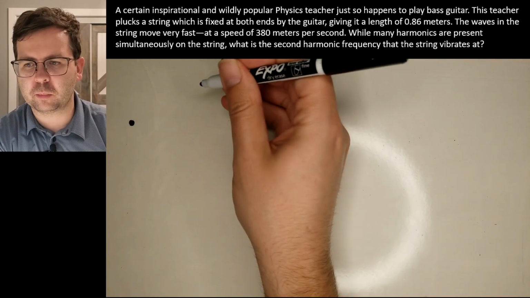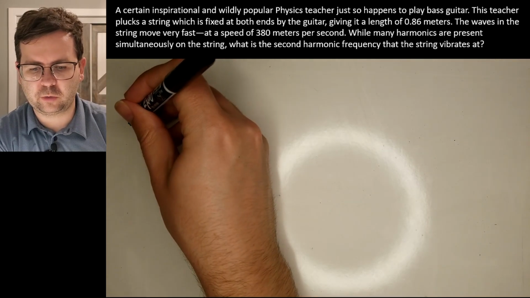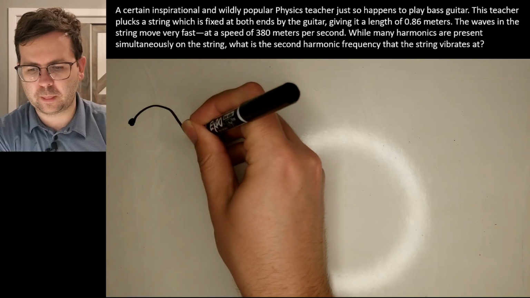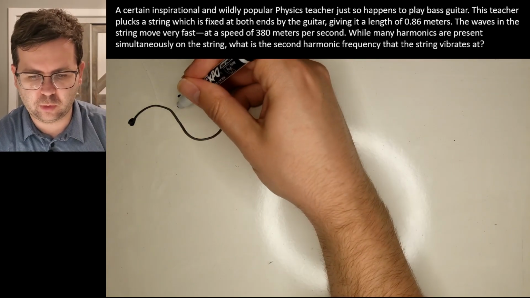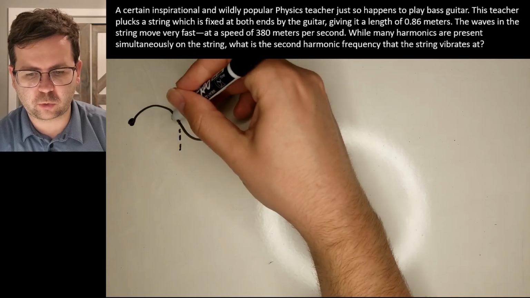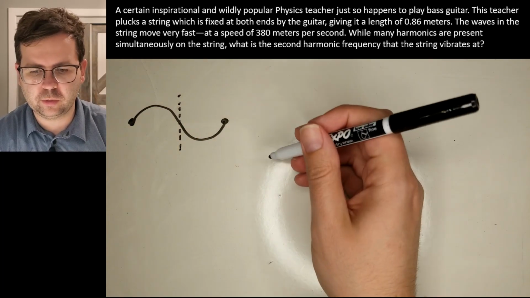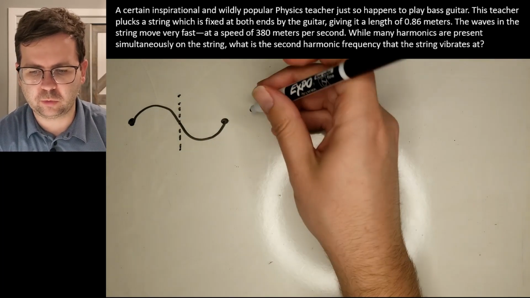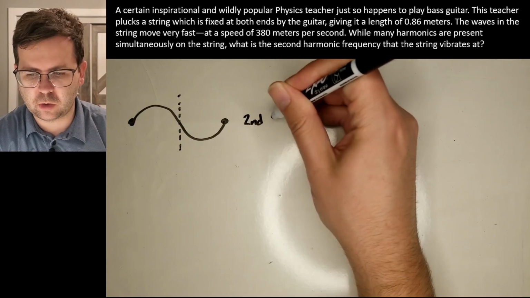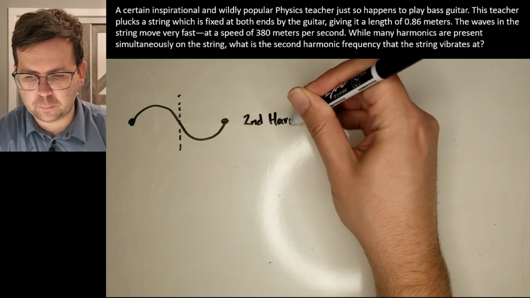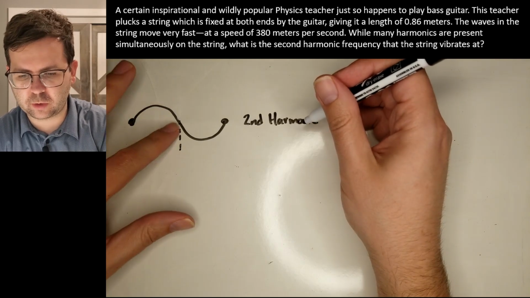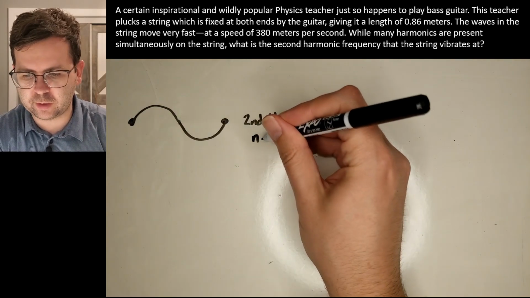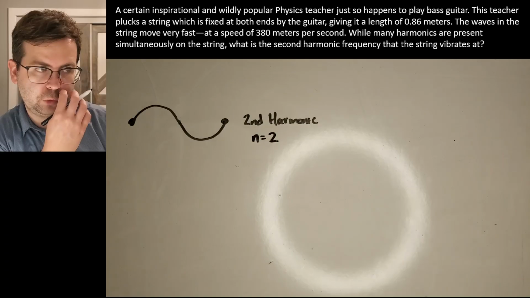So the second harmonic frequency on a string is going to have two of these half wavelengths. And a half wavelength is just a crest or just a trough. This makes one complete wave, and so this would be the second harmonic. So this is the kind of wave that we're looking at here. And another way of indicating second harmonic is n equals 2.